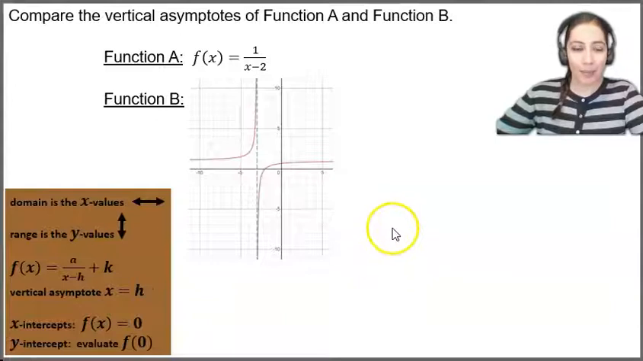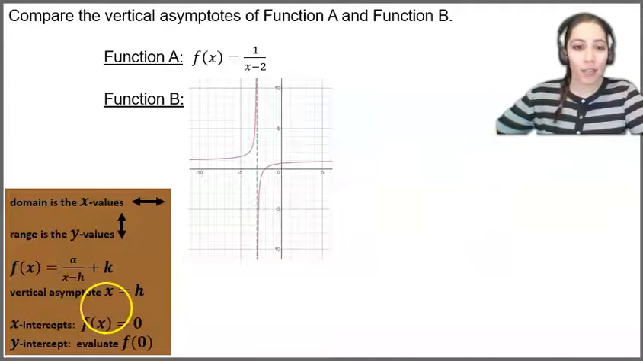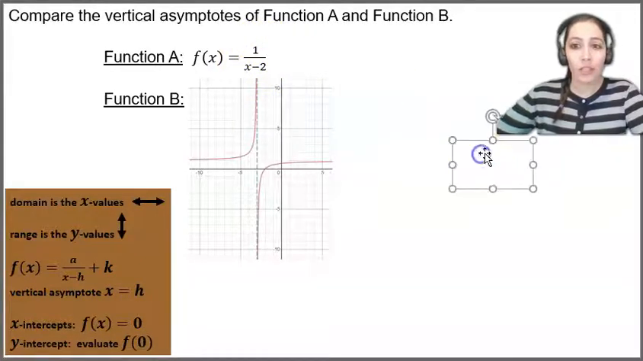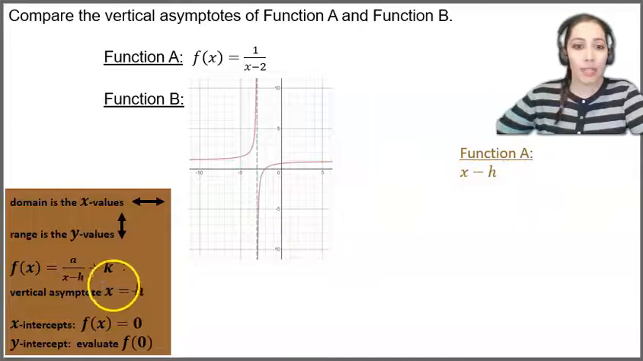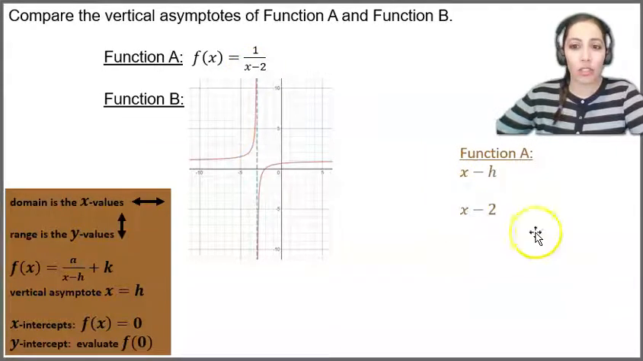Now that we have Chloe's tips and tricks, let's go ahead and compare the vertical asymptotes of each of these functions. So when I am looking to find the vertical asymptote, I have to ask myself, is my function in the form a over x minus h plus k? If it is, I can use this cheat sheet right here that says the vertical asymptote is x equals h. So if I look at my problem, I do have it in that form. So because of that, I can use the formula x minus h right here from the formula, and I can see that that's what we have as x minus 2.